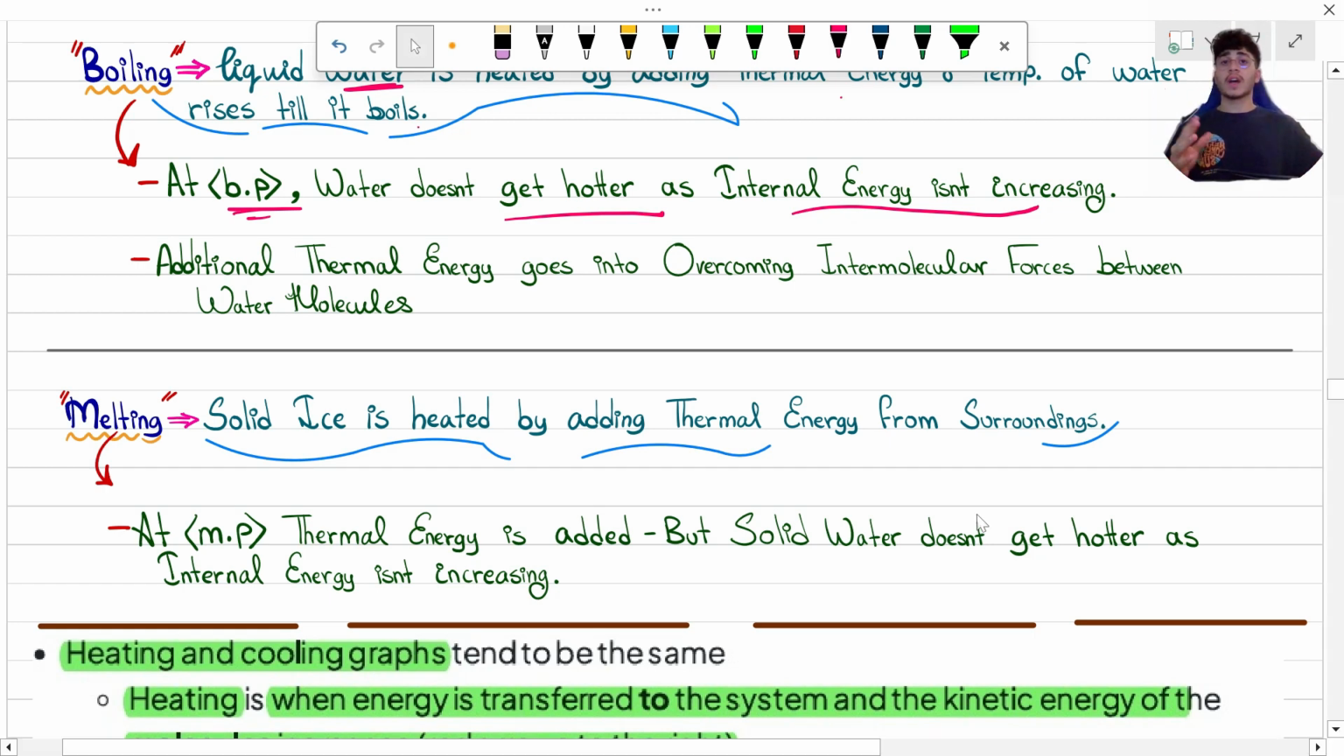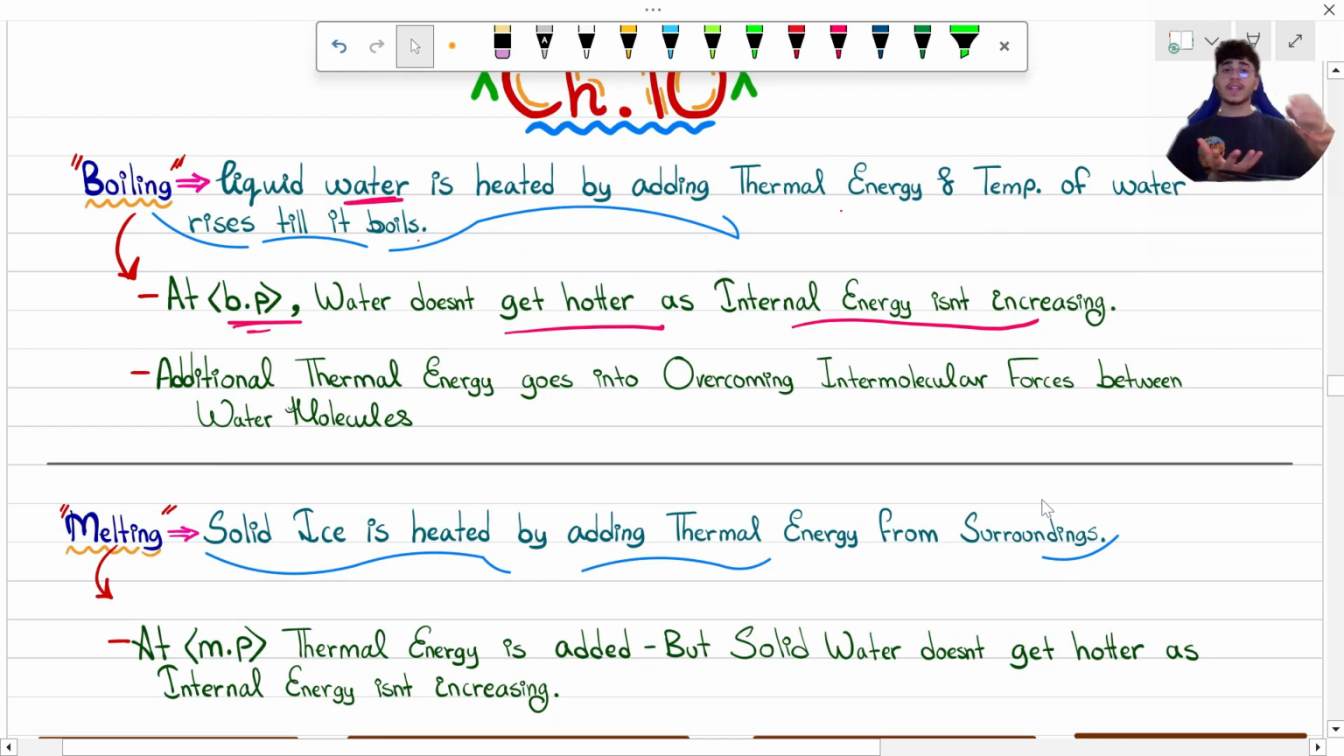So boiling is when we have a liquid, and the liquid is heated by adding thermal energy, and this increases the temperature of the water until it reaches boiling point and starts to boil. During this point, again, there is no temperature change. It's just the distance between the particles is changing. Melting is when you have solid ice and you add thermal energy to solid ice from the surroundings, causing it to melt.